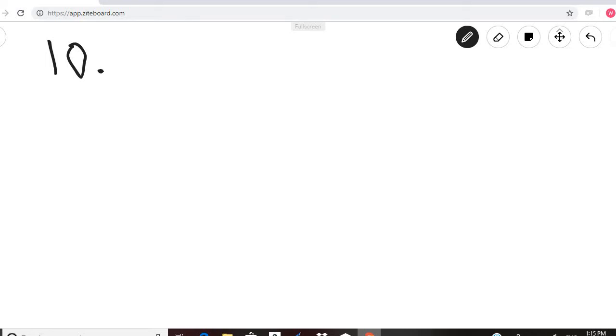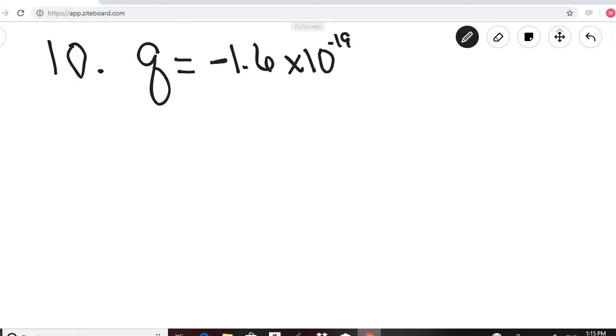Okay, so number 10, we have an electron. That electron is going to be our lowercase q, and since it's an electron, it's negative 1.6 times 10 to the negative 19 coulombs. And its mass is 9.1 times 10 to the negative 31 kilograms.